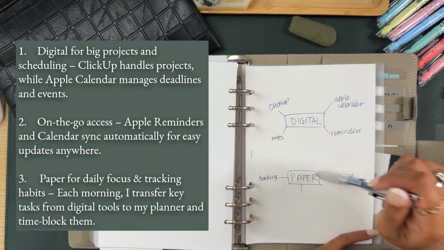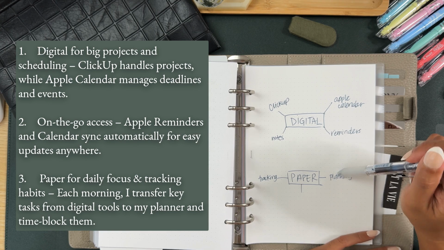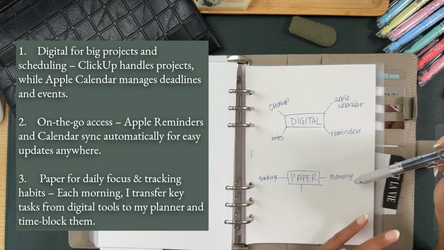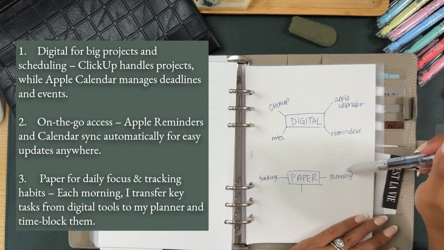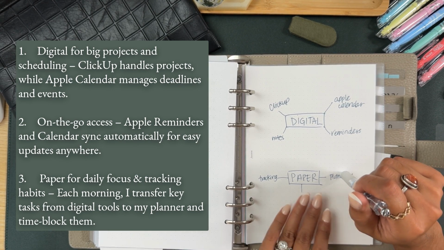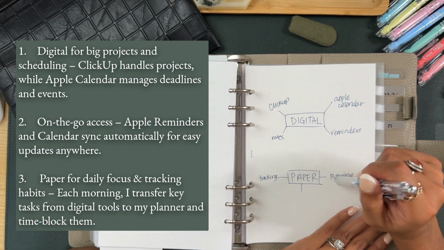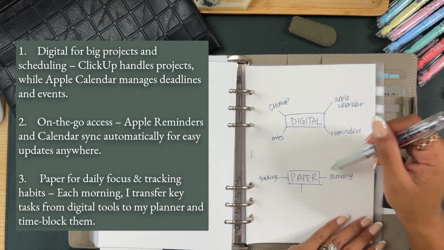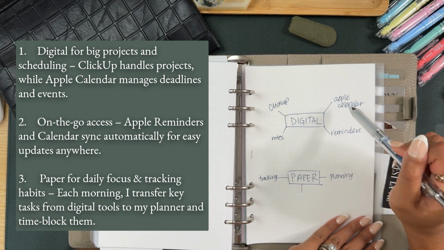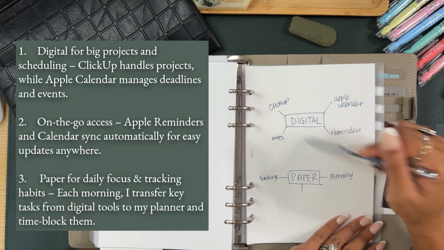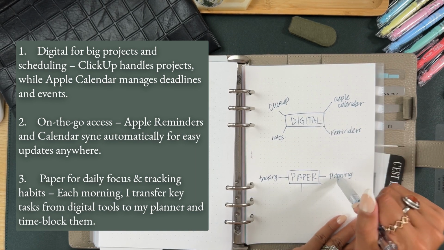And then we have my paper planner, and I use that mainly for planning. So like my monthly, weekly, and daily is in here. And I like having it in front of me. It's visual. I can color code it and everything. And it just gives me the clarity that I need. So I take things from ClickUp or from Apple Calendar and I instill it into my paper planner.